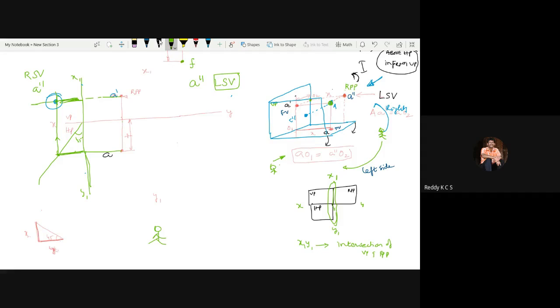From there, from a dash, you need to draw one horizontal line. From this point, you need to draw vertically upward, so that both will intersect at this particular point, called a double dash. So this is the right side view. This is how we can obtain the left side view and right side view, when the point is located in the first quadrant. I'm talking about only when the point is located in the first quadrant.